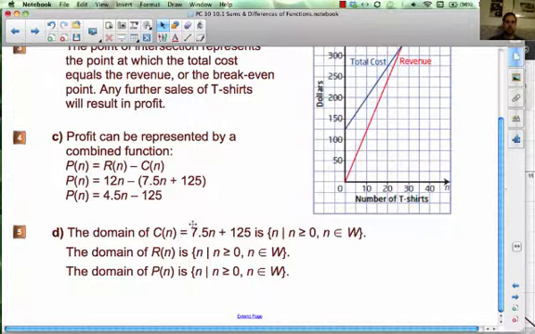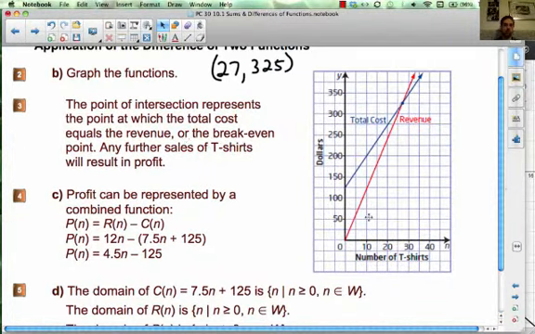So the domain of the new function, you can go ahead and graph this on Desmos or a graphing calculator, and you'll find out that the domain has to be greater than or equal to 0. You cannot make negative numbers of t-shirts, and it must be an element of the whole numbers, because we're not going to make half t-shirts either. So that's the original cost function. The domain of R, the revenue function, again, can't make negative number of t-shirts, so that's it. And the domain of your profit function, it's the exact same thing. We're not going to make negative numbers of t-shirts.